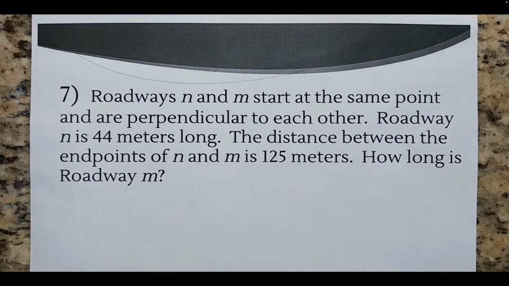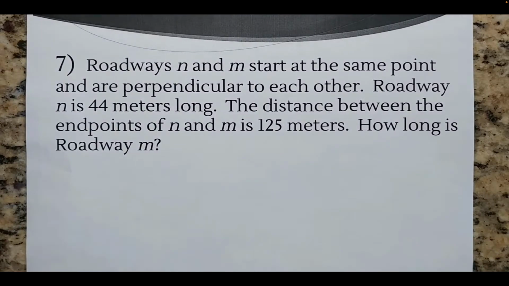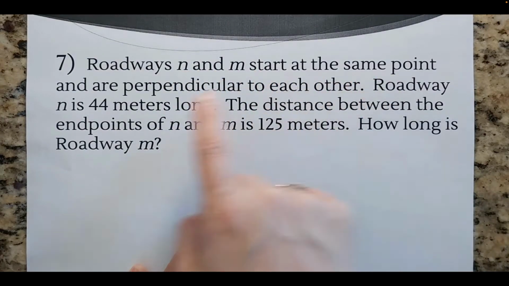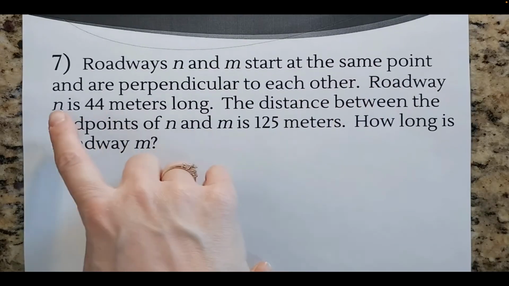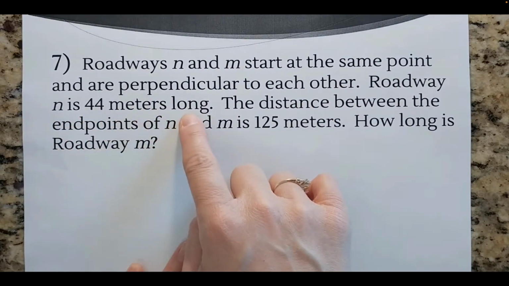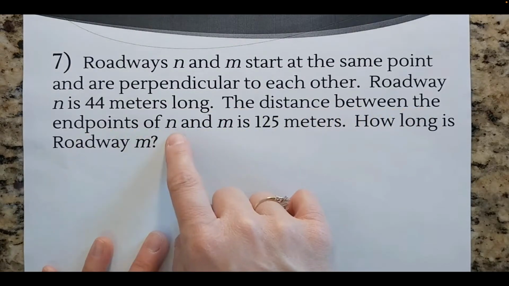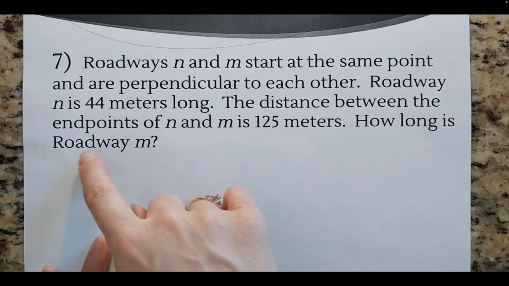All right, number 7. Let's take a look at what they're asking. Roadways N and M start at the same point and are perpendicular to each other. Roadway N is 44 meters long, and the distance between the endpoints of N and M is 125 meters. How long is roadway M?